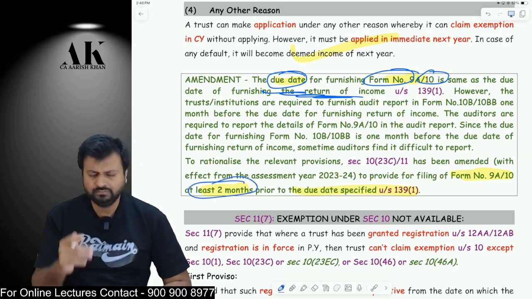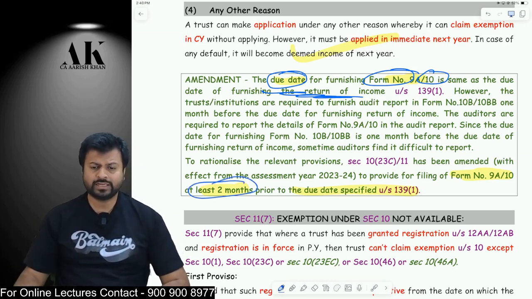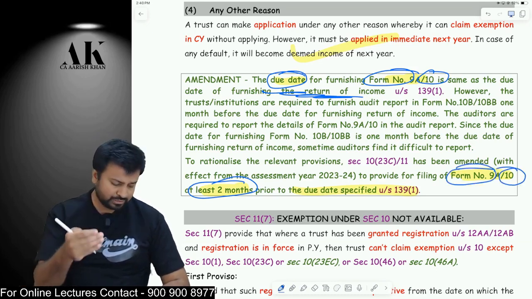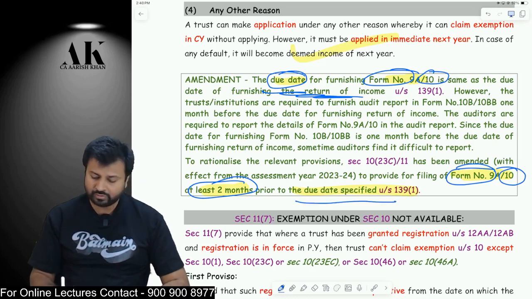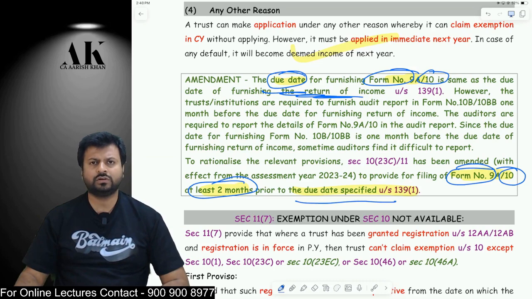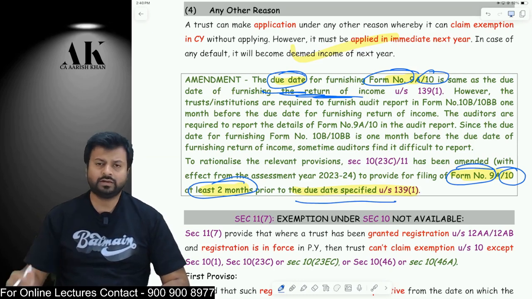Okay. Now, the Finance Act 2023 has made an amendment which says that Form 9A and Form 10 should be filed at least 2 months prior to what? At least 2 months prior to the due date specified under 139(1). Okay. So if the due date is 31st October 2024, then you should file Form 9A and Form 10 by 31st of August 2024. I hope it is clear to all of you.